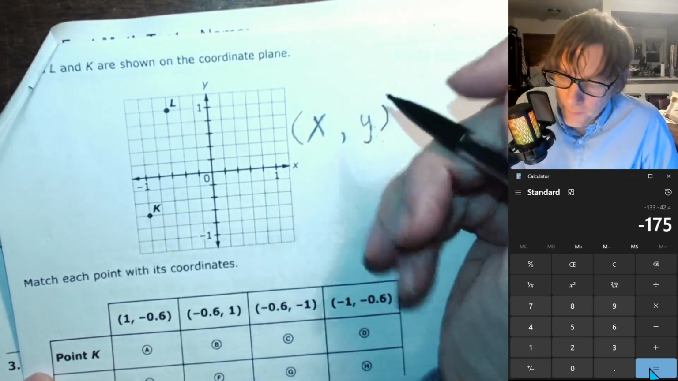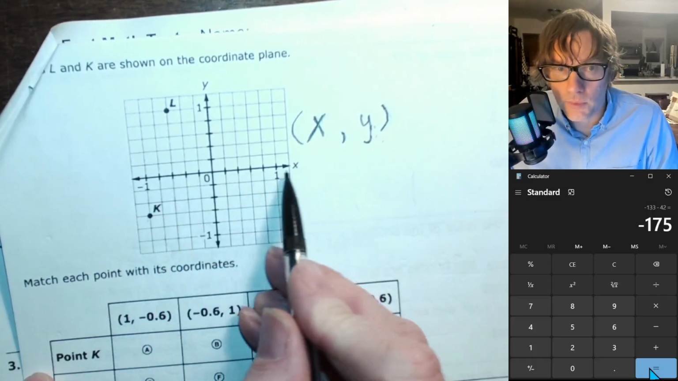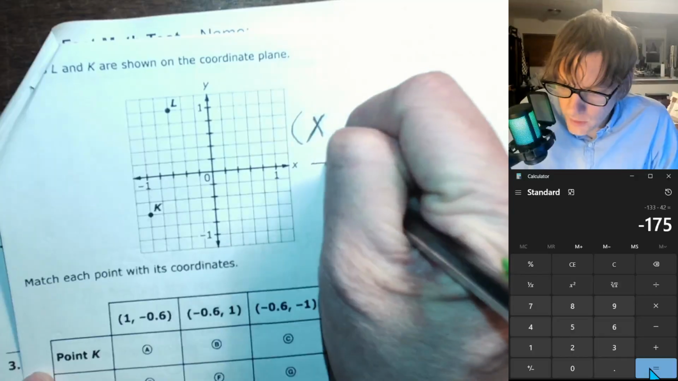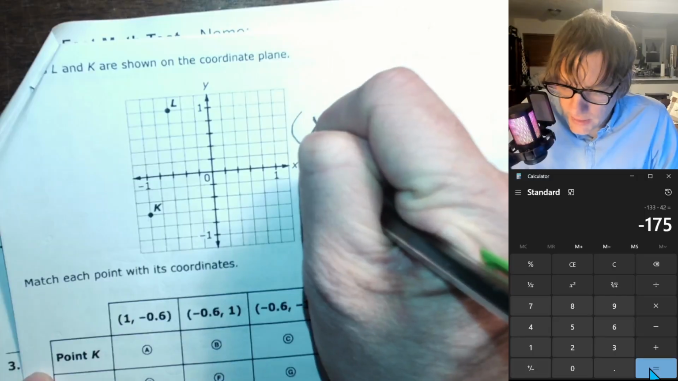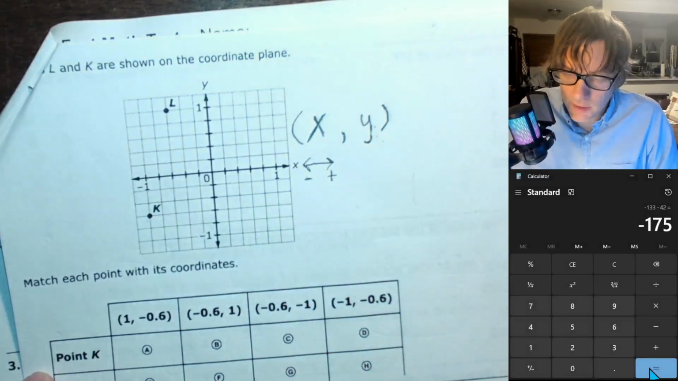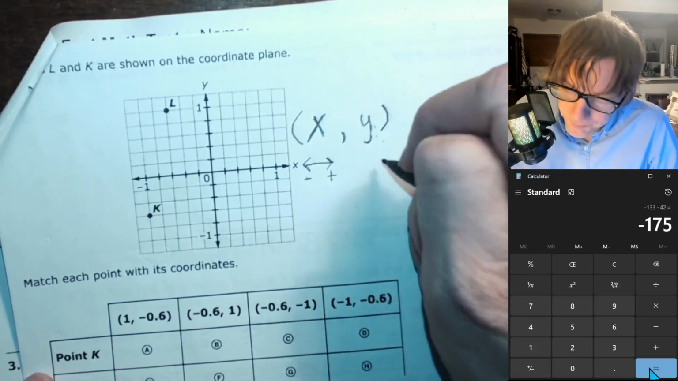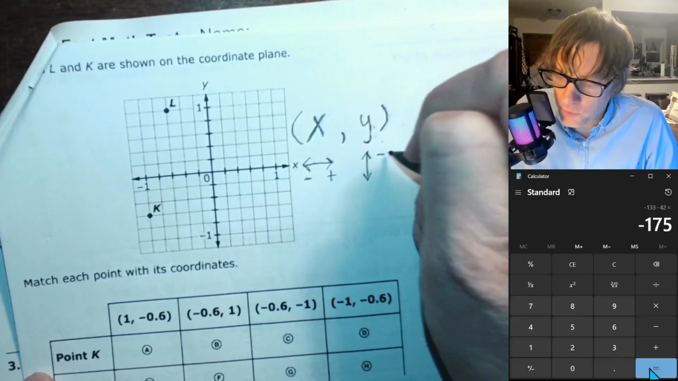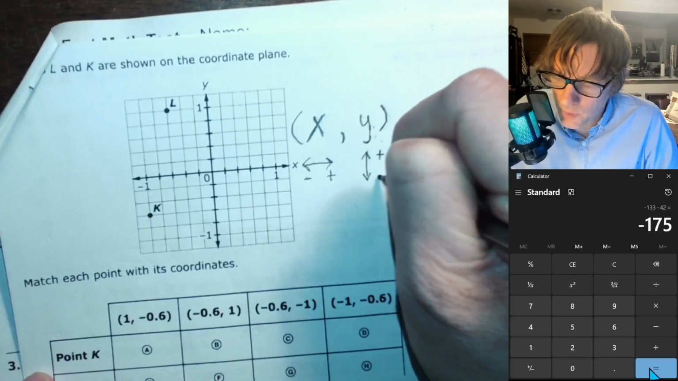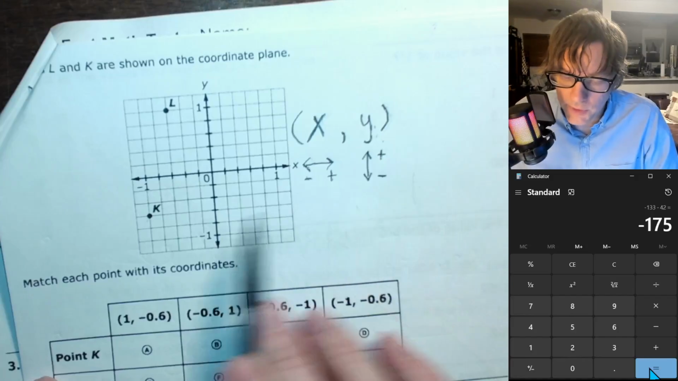All right. So the x tells you to go right or left because it's on the horizontal axis here. So a positive number goes to the right, and a negative x goes to the left. All right, now our second number within our coordinate point is called the y. The y goes up or down. A positive y goes up, and a negative y goes down. So you need to memorize that and remember that for whenever you do these points.